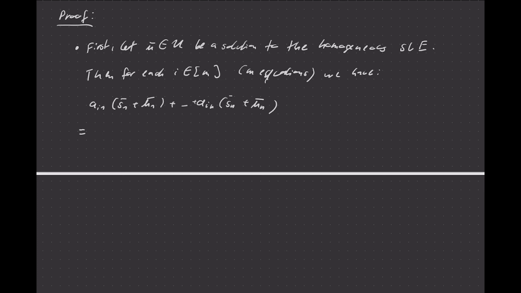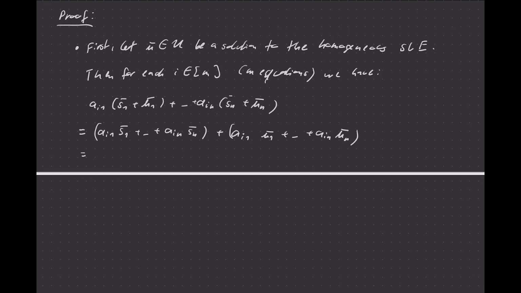Similarly to what we've done before, we could now collect those two parts. We collect the S parts and we collect the U parts. And we get AI1 S1 bar plus, and so on, AIN SN bar. And for the U's, we have AI1 U1 bar plus, and so on, plus AIN UN bar.